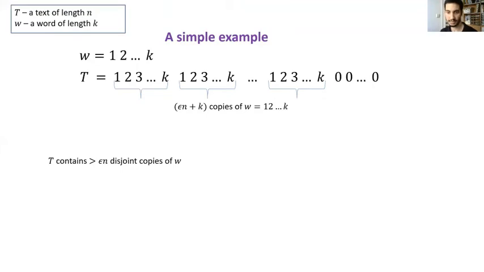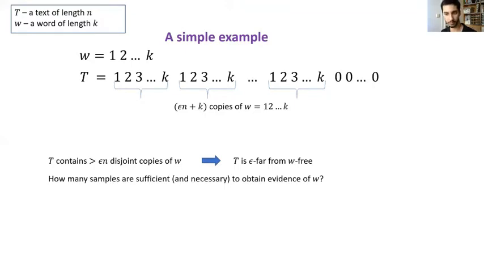So as T contains more than epsilon n disjoint copies of W, it can be easily seen that T is epsilon far from being W-free. This holds because in order to make T W-free, one must modify at least one symbol from every disjoint copy of W in T. And we want to analyze this example and answer the following questions.